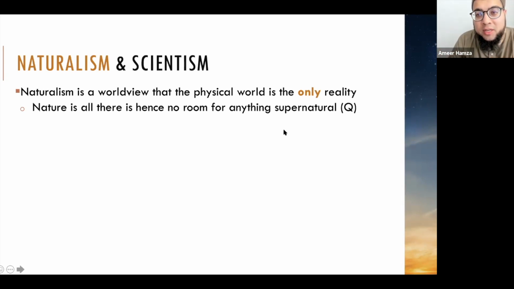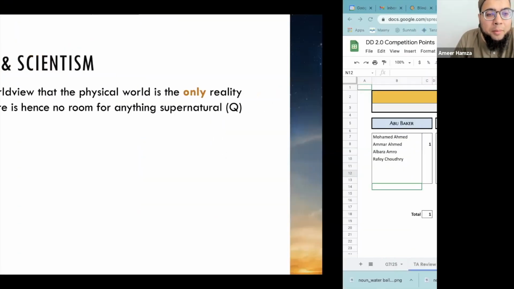So here's my first question, and this goes to Team Abu Bakr. On this worldview, what is denied right off the bat? There are multiple things I'm looking for that are denied from the get-go, specifically from a religious point of view. What are things that a naturalist would automatically deny? Team Abu Bakr, 5, 4. Amar, go ahead, take it for us.